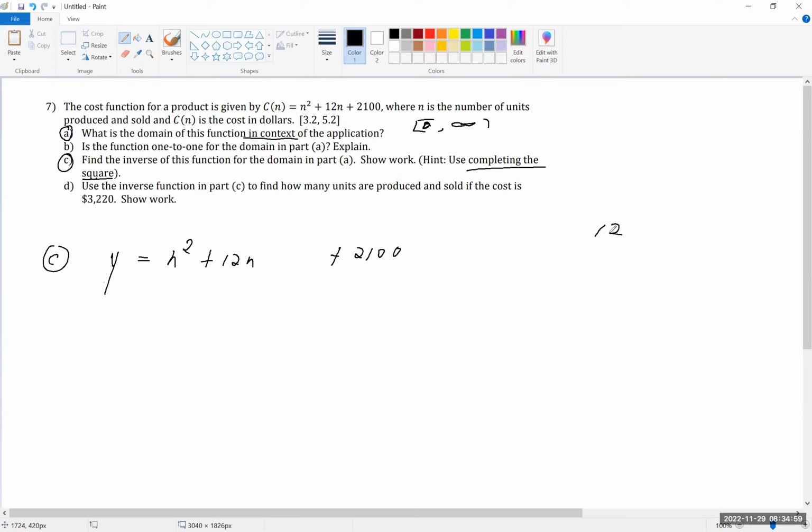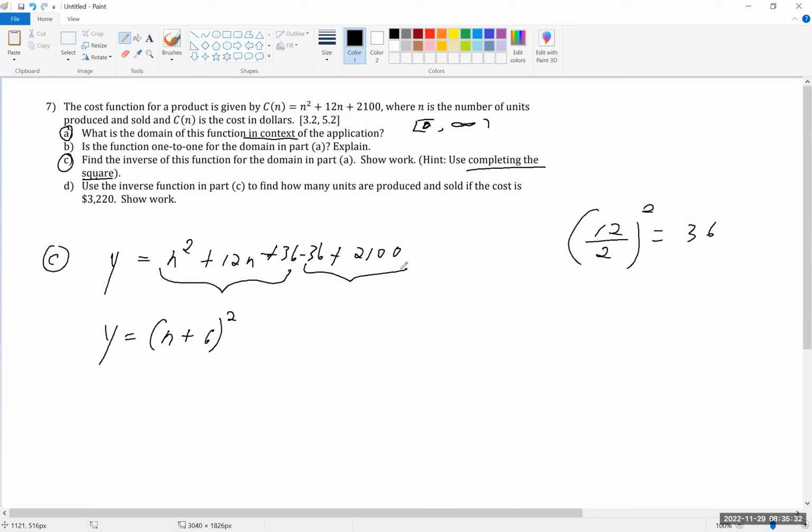So to complete the square, you take the 12, divide by 2, and then square it. So 12 divided by 2 is 6, and 6 squared is 36. So I'm going to add 36, but of course I need to subtract 36. Then I'm going to work with that part, because it's going to look a lot like the way we ended the last problem. This is going to be n plus 6 squared. That's what completing the square allows us to do. 2100 minus 36 is 2064.